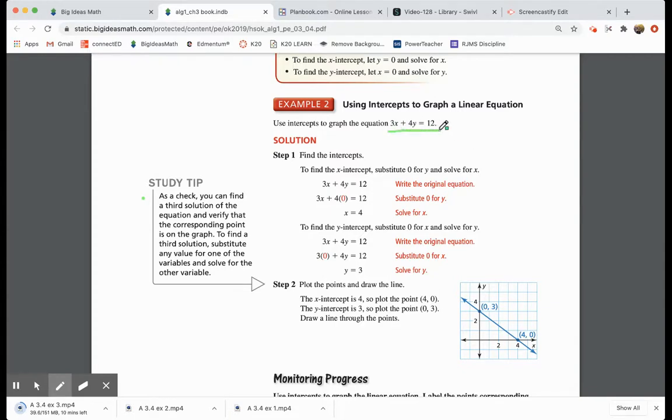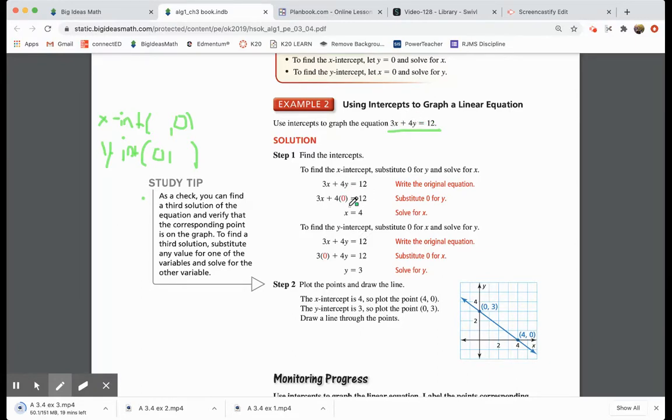So here's our equation, 3x plus 4y equals 12. We're going to find our x and y intercepts. Well, we already know the x-intercept is the point where y is 0, and our y-intercept is the point where x is 0. So to figure out the rest of those points, you just go back and plug 0 in. To solve for the x-intercept, I'm going to plug 0 in for y and solve for x.